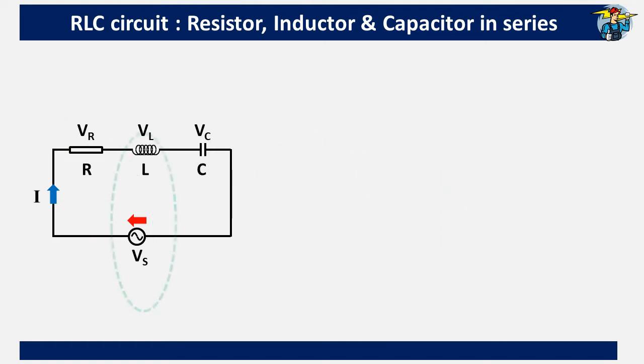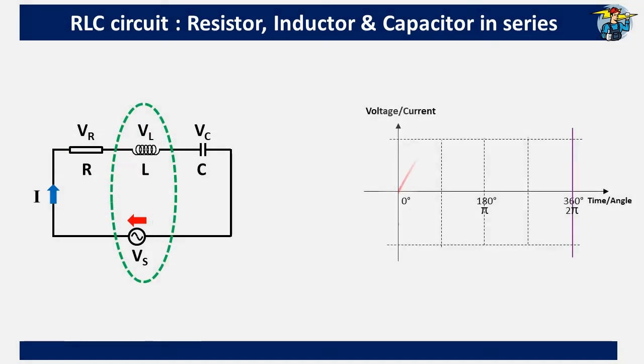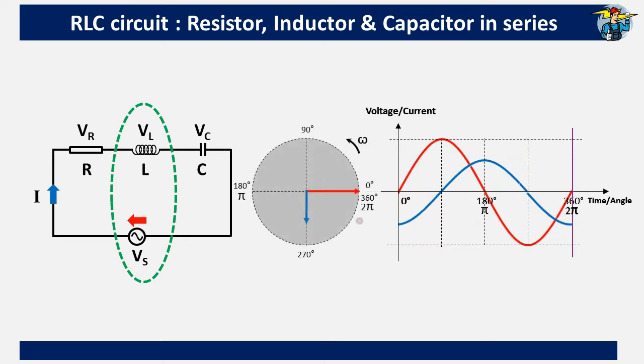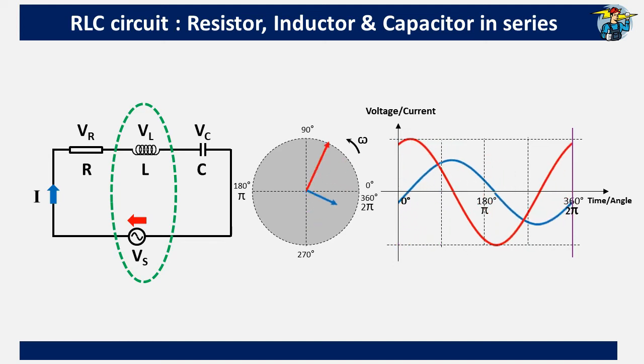Let's go to the inductor now. The blue-colored current wave started from 0 when the voltage sine wave has reached its maximum value. Here on the phasor diagram too, you can see the voltage sine wave is ready to start a new sine wave from 0, but the current sine wave is still on the previous cycle, needing another 90 degrees to move before starting a new waveform.